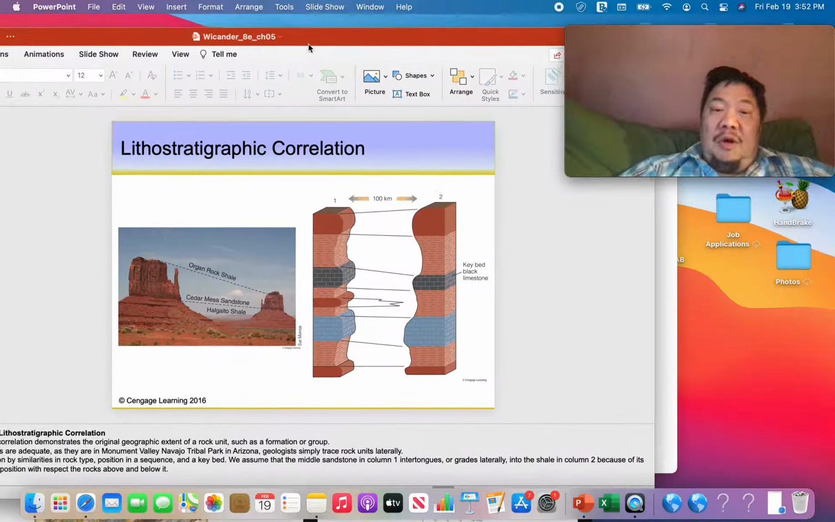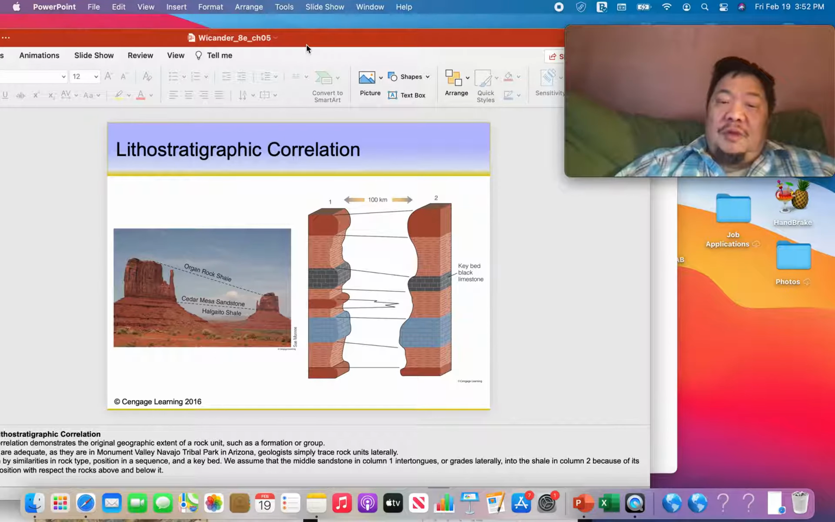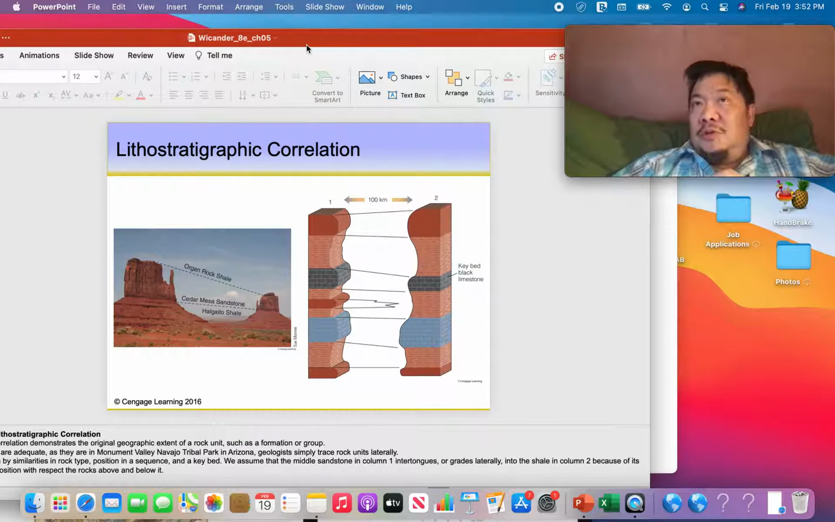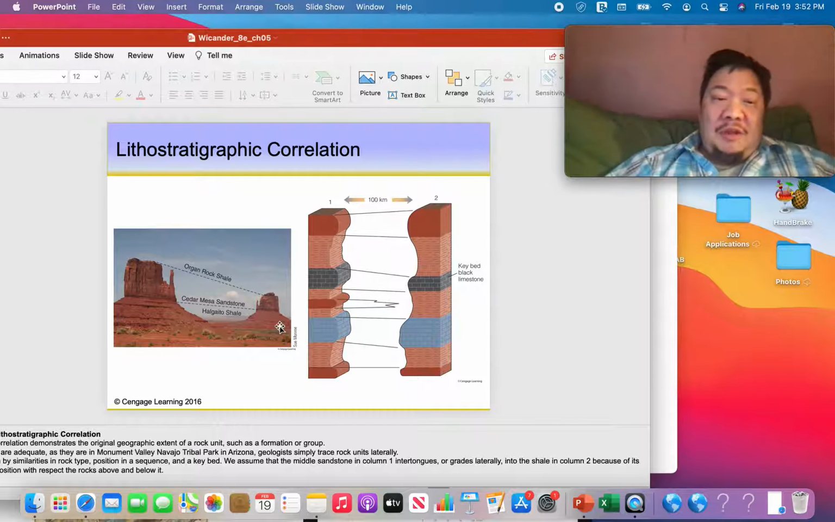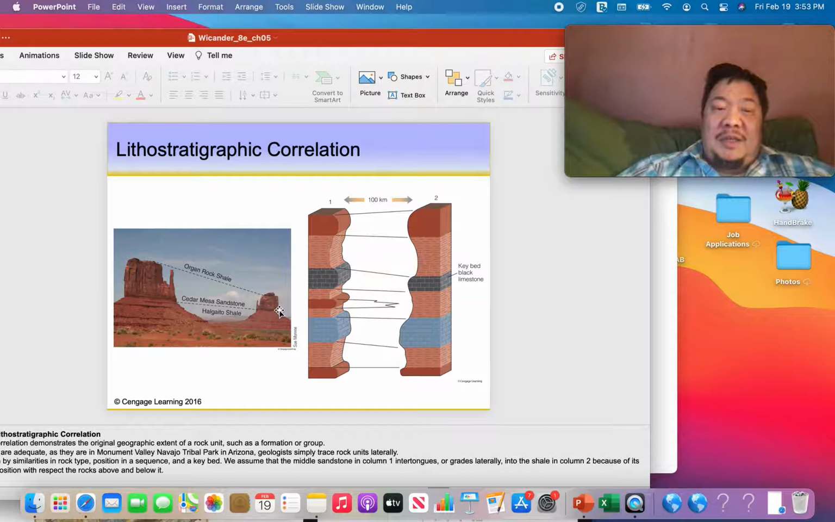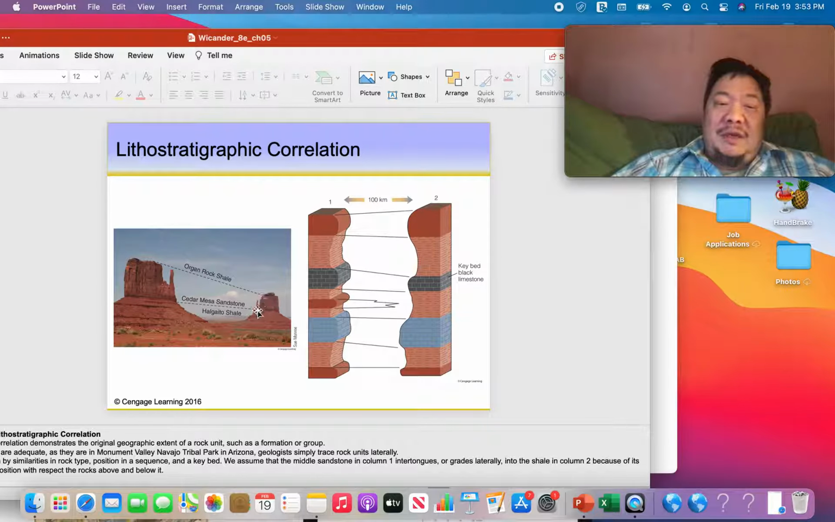So what is correlation again? Once again, what stratigraphers do is they look at sedimentary rocks at one location, for example this location, and they identify the formations. Here's the Halgaito Shale, and here's the Cedar Mesa Sandstone. On the very top, we find some Organ Rock Shale. You might need some mountain climbing equipment to see that. And the boundaries between these formations are called bedding planes. They separate the different formations.